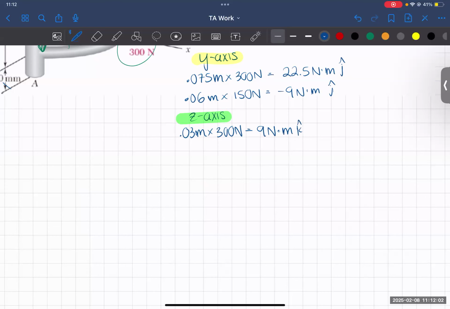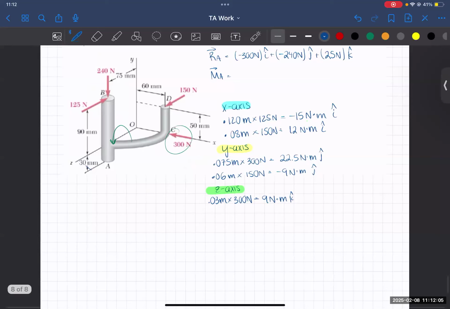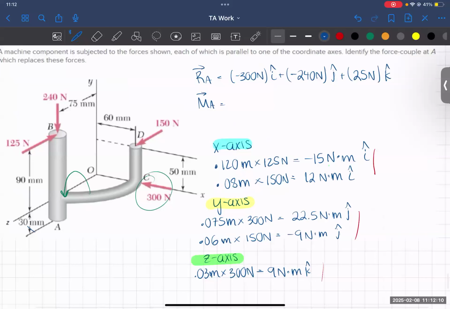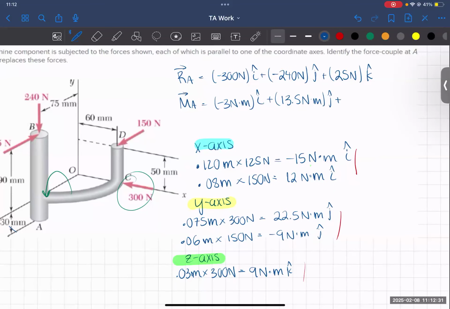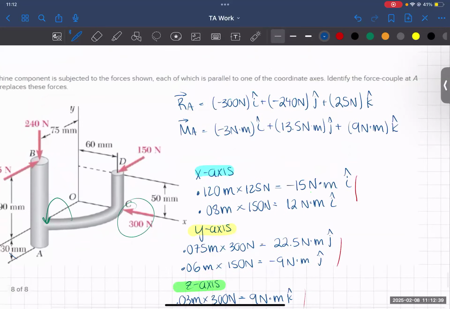Okay. So summing these up, summing these two and this one by itself, we get the following. If we add them up, we get minus 3 newton meters on the i hat plus 13.5 newton meters on the j hat, and then plus 9 newton meters on the k hat. So this is our final answer.